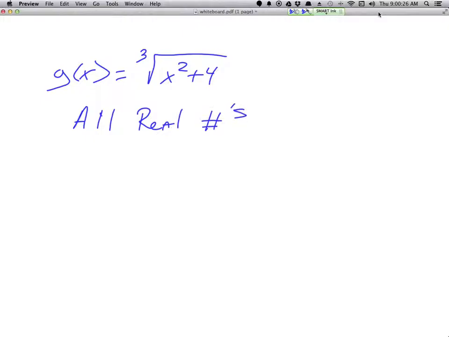And I didn't mean for this problem to work out like he saw as well. He also saw that the x squared is always going to be positive, and a positive plus 4 will always be positive. So that's another reason why this one's all real numbers. But the main thing you need to see is this isn't an even radical, and it's not in the denominator, so it has to be all real numbers.